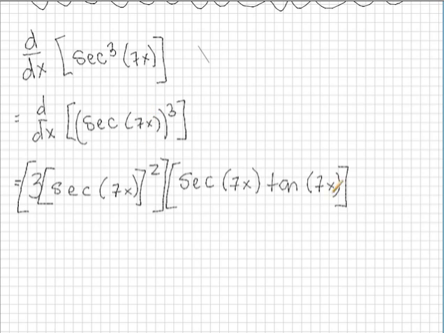Our inside function is 7x. That's a nice easy derivative. It's just 7. Let's go ahead and simplify. 7 times 3, we can certainly pull that to the outside, 21. It looks like we have secant of 7x squared and another secant of 7x here that we are multiplying by. So that's going to become secant cubed 7x, and we have a tangent of 7x. And this should be your final answer.